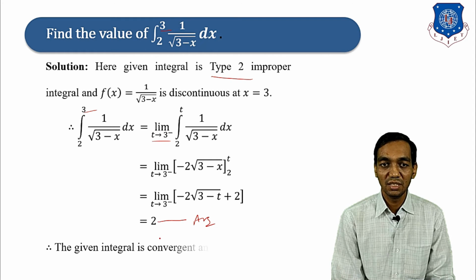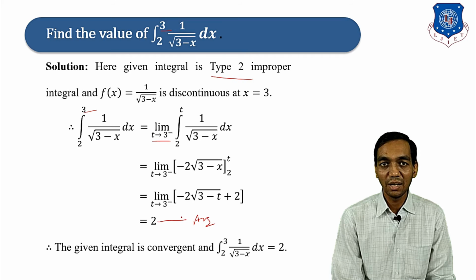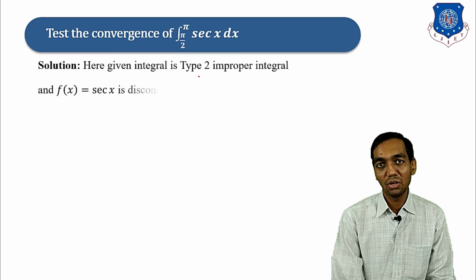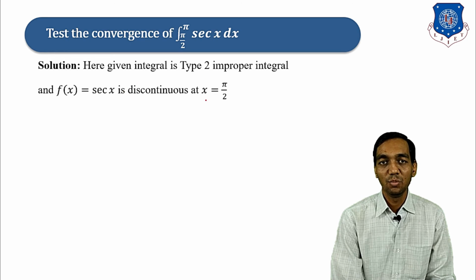Okay. And its value is nothing but 2. Now test the convergence of the integration from minus pi by 2 to plus pi by 2 of sec x dx. So what we have done is going to put the values. Sec x is not defined at pi by 2, correct? Because sec pi by 2 is infinite.